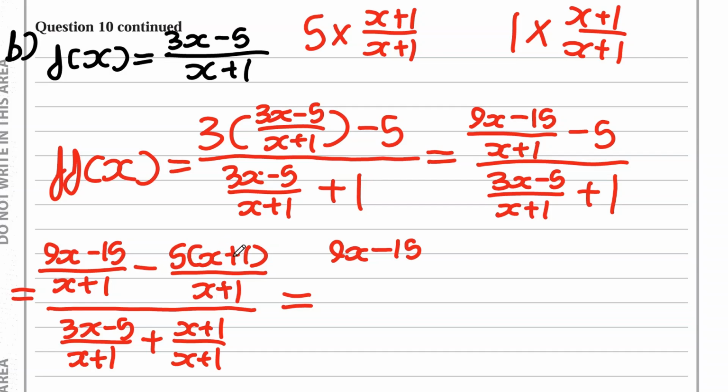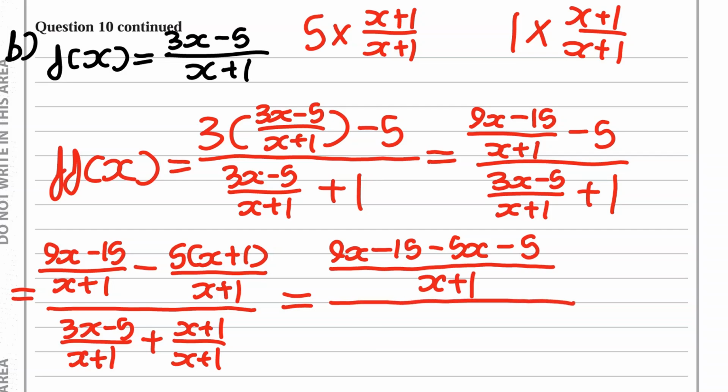Let's also quickly expand this bracket here. So we have minus 5 times x, which is going to be minus 5x, and then minus 5 times 1, which is going to be minus 5, and all of this is over x plus 1, and then this is over, so it's going to be 3x minus 5, and we can combine this with the other fractions, so it's going to be plus x plus 1 like this here, and all of this is over x plus 1.